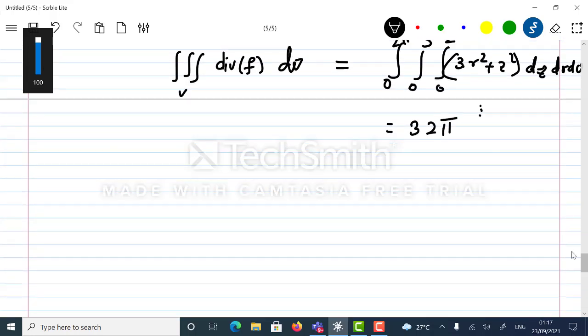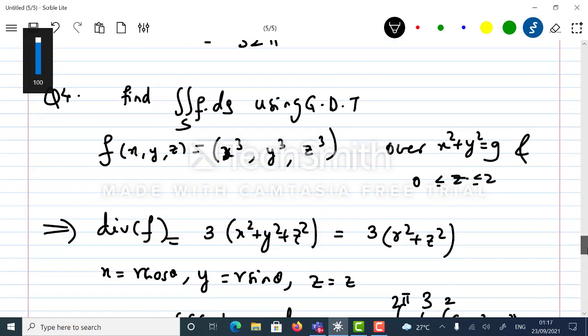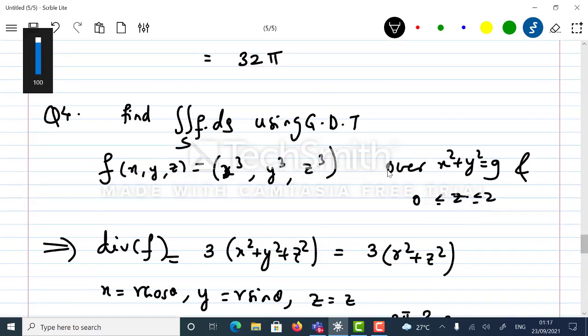There are many more examples based on it that we can do in a class. Timing this much is enough. Even this problem can be solved with verification. There will be three surfaces, z equal to 0, z equal to 2, and the cylinder x² + y² equal to 9. That way also it is possible. Thank you so much for attending the lecture.